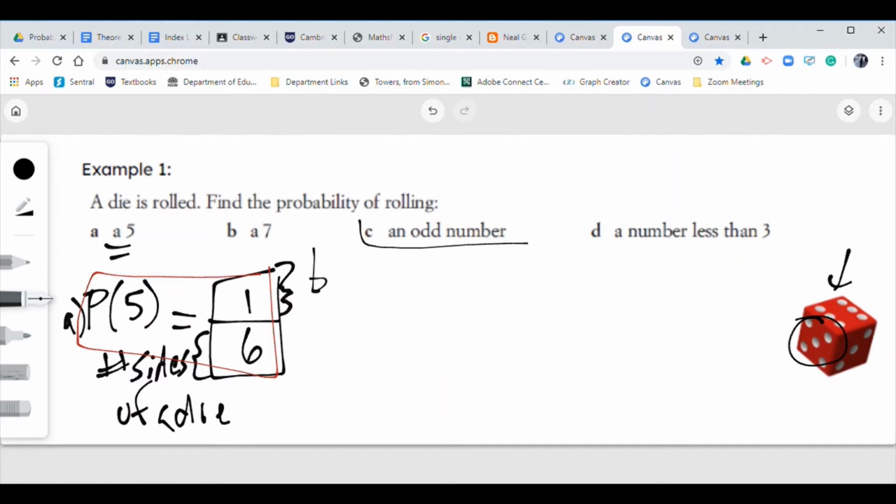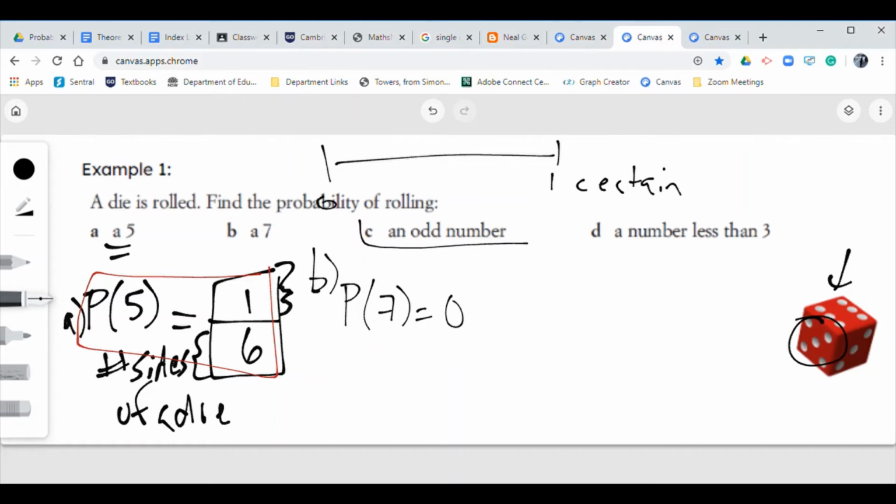For B, we again start out: what is the probability of rolling a 7? What is the probability of rolling a 7 on a 6-sided die? It's going to be 0, and you're probably like, sir, how'd you figure that out so quick? Well, remember yesterday's lesson, we talked about that line, and we talked about probability on it. Over here, we got 1, which is certain, a guarantee that something's going to happen, and at this end of the line, we got 0, which is impossible. It's never going to happen. So certain is 1, impossible is 0.